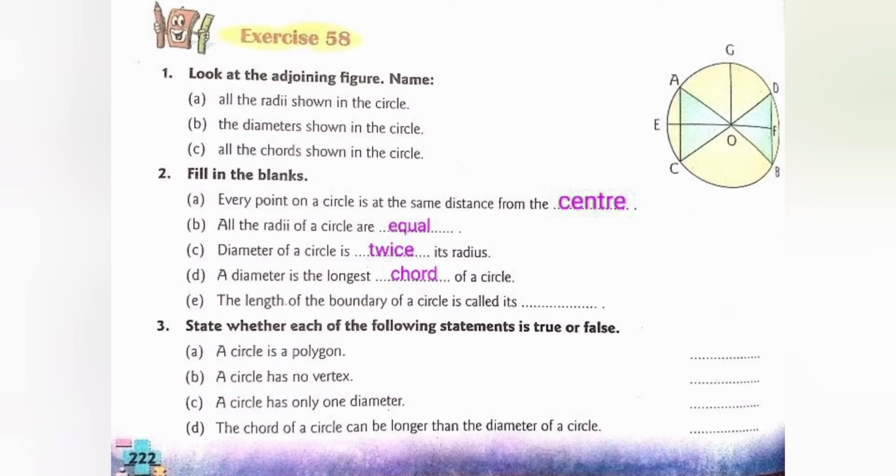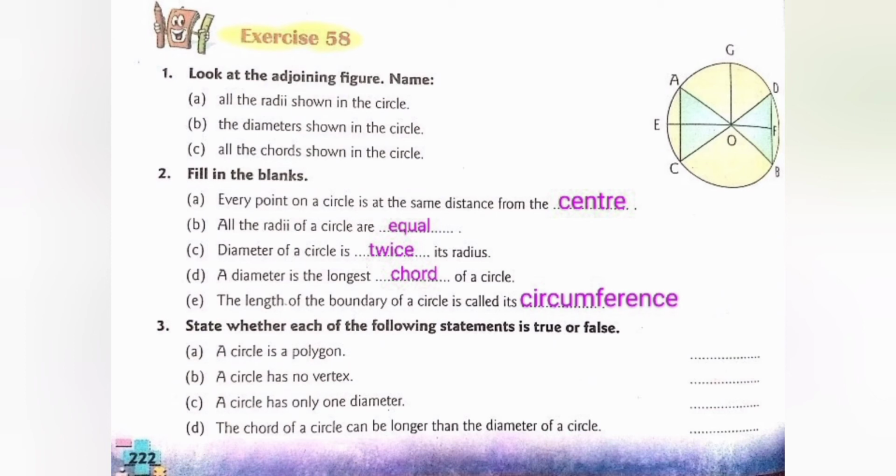Part E, the length of the boundary of a circle is called its dash. So, we all know that the length of the boundary of a circle is called its circumference. So, here we will write circumference. Children, make sure you write the correct spelling of circumference.